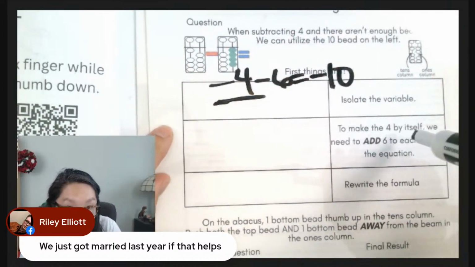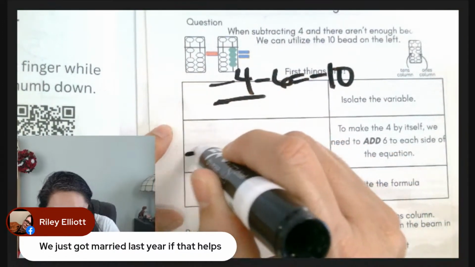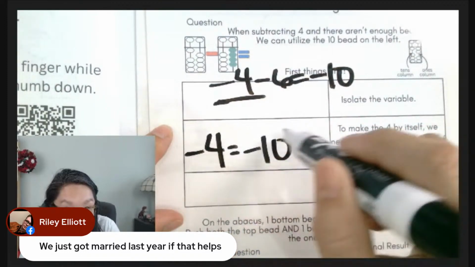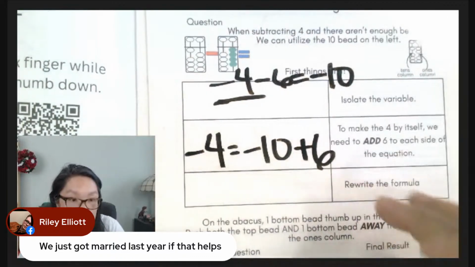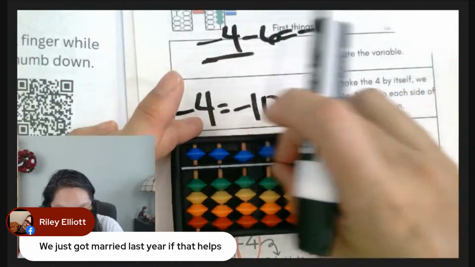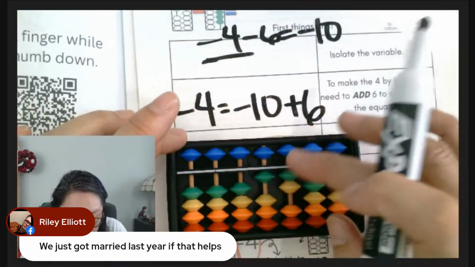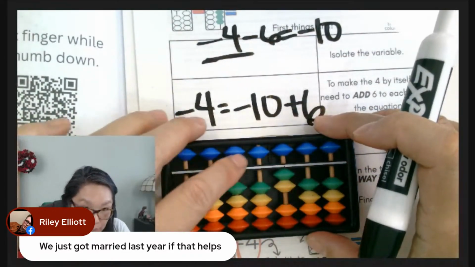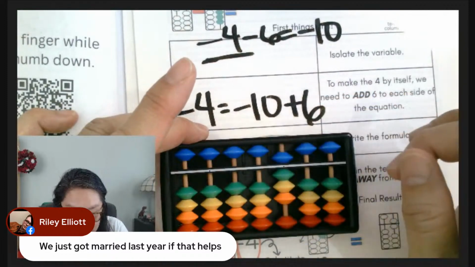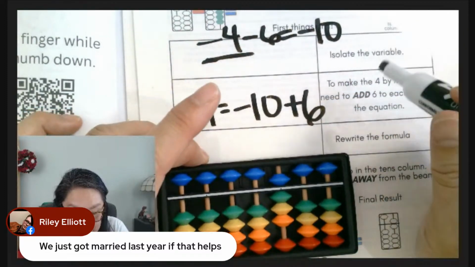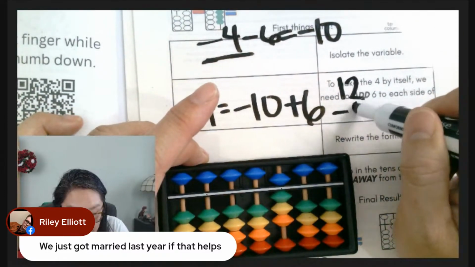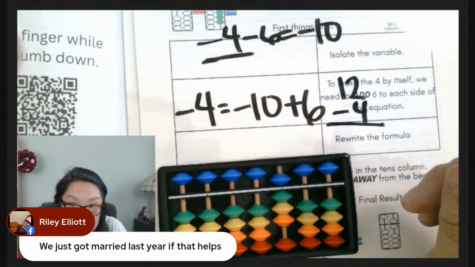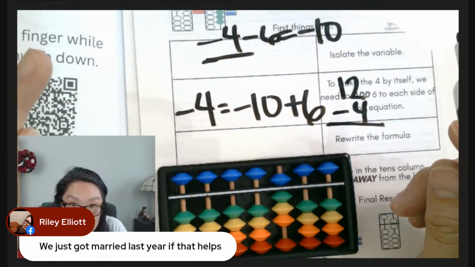We're going to make our 4 by itself. So it's minus 4 equals to minus 10. But then 10 is too much, so we have to add the 6. What's going to happen is we're going to minus, so if I had 12, I need to minus the 10, and then I'm going to plus the 6. And I add the 6. So my final answer is 8. So it's 12 minus 4. And I just showed how to add the 4 and take away the 4. Whew, there we go again.